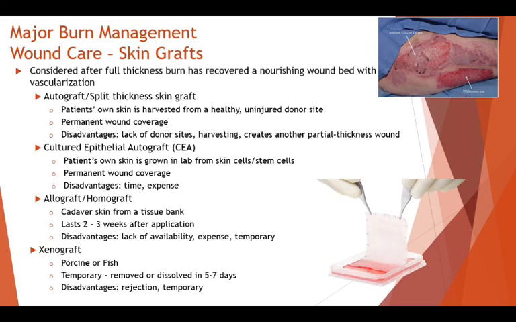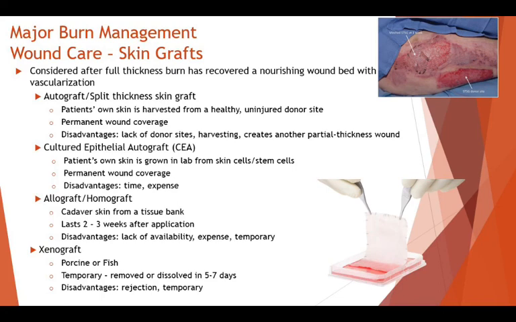What they are advancing now is cultured epitheliografts, which is where your own skin is actually physically grown in a lab. It's your own skin, it's just lab grown, and it just takes a lot of time and expense, but it is a permanent wound covering.